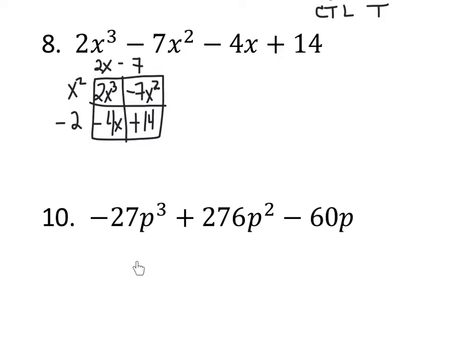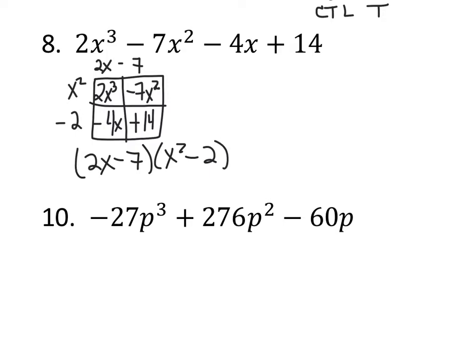X squared times negative 7 is negative 7x squared. 2x times negative 2 is negative 4x. And negative 2 times negative 7 is positive 14. So I know that I've done this correctly. And now I just write out my factors: 2x minus 7, x squared minus 2.